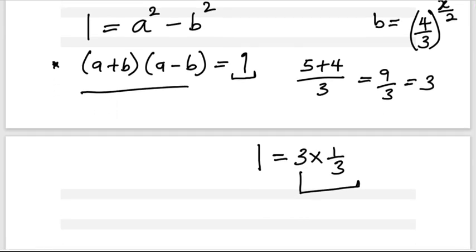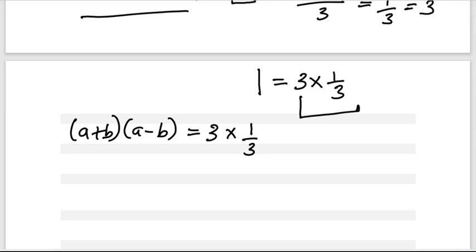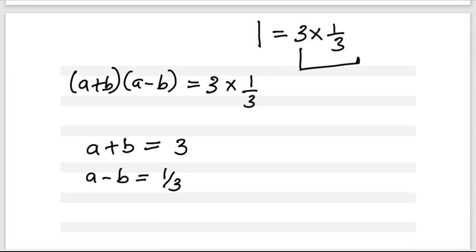So these are the two numbers we're looking for that can replace 1 to help us solve this. So let me rewrite the problem. So we have a plus b times a minus b, and this is equal to 3 times 1 over 3. And a is positive, b is positive. And so by comparison, we already know that a plus b is equal to 3, and a minus b is equal to 1 over 3. So now we have to solve this simultaneous equation.